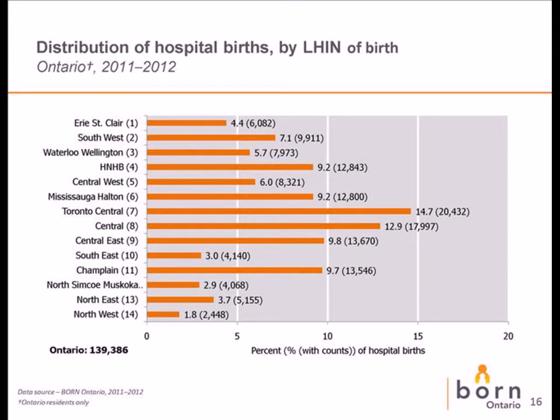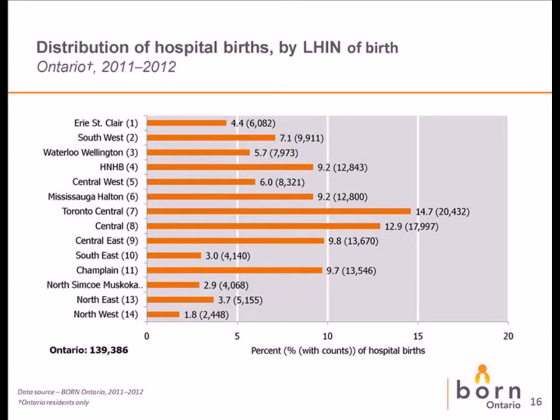So as I mentioned, as you're sitting there, it's important to know what LHIN you work within. These span right from Southwest Ontario down in the number one LHIN, across the province, certainly to central province, and then GTA, and then down the eastern part of the province, and then up in the north. And you can see what we've included there are the percent of births that happen in that LHIN, as well as the raw numbers of babies.